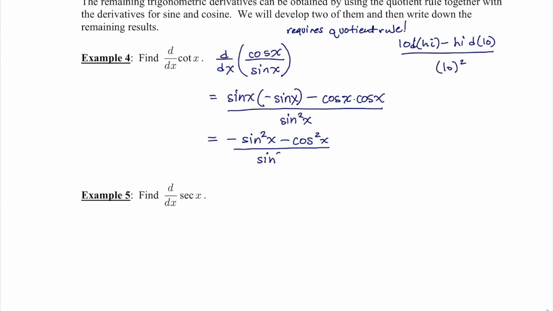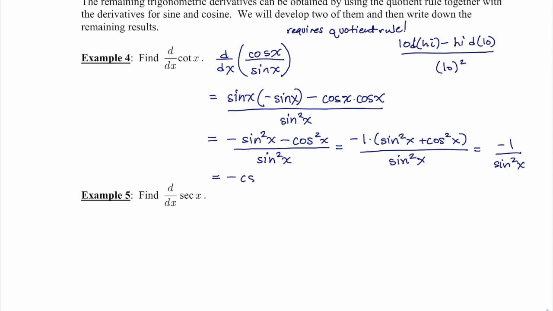And that's starting to look like a familiar Pythagorean identity if I factor out negative 1. And then I can see, oh, sine of x squared plus cosine of x squared, that's just 1. So this will give me negative 1, excuse me, over sine of x squared. And that is the same as the opposite of cosecant of x squared.